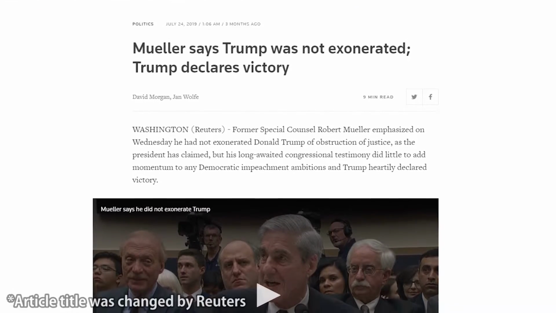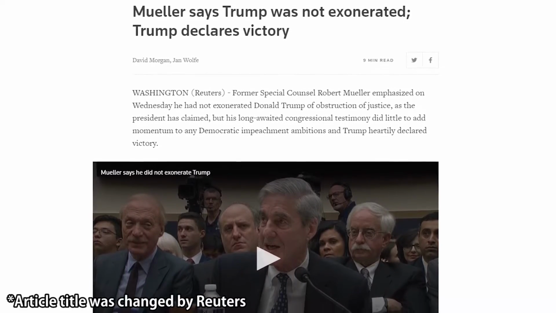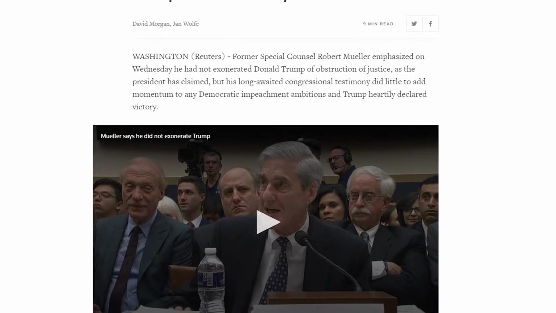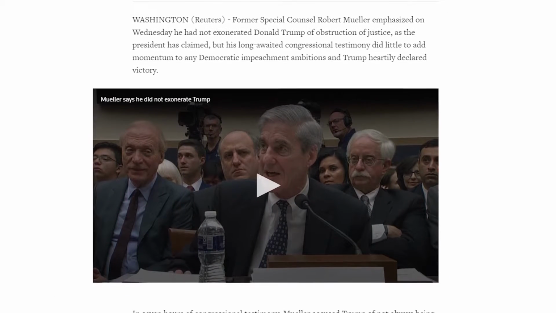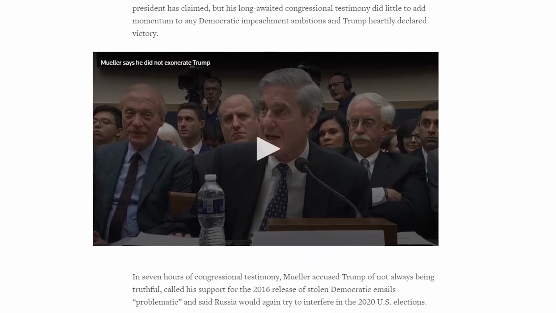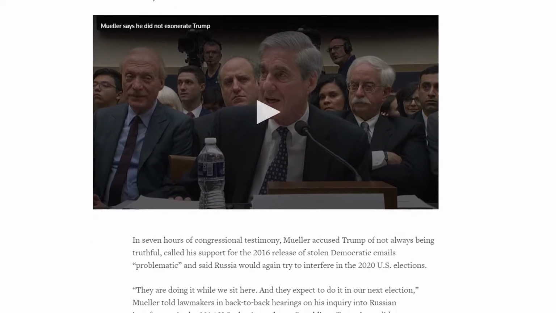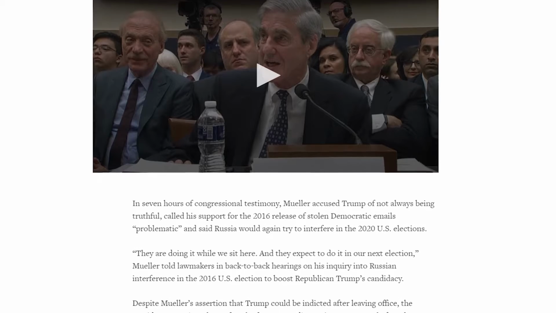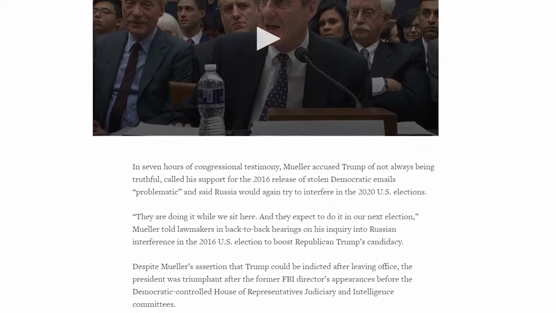From Reuters, Mueller says he did not exonerate Trump, defends inquiry's integrity. The focus here is that Mueller didn't exonerate the president. The testimony didn't add momentum to Democrats. Trump declares victory and claims that the Democrats have no case. The language is mostly neutral towards all sides.